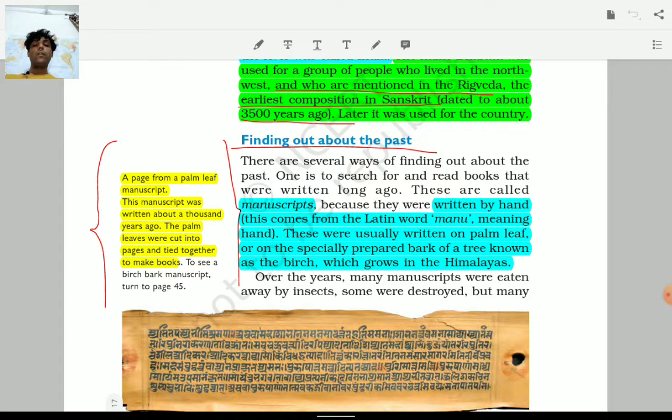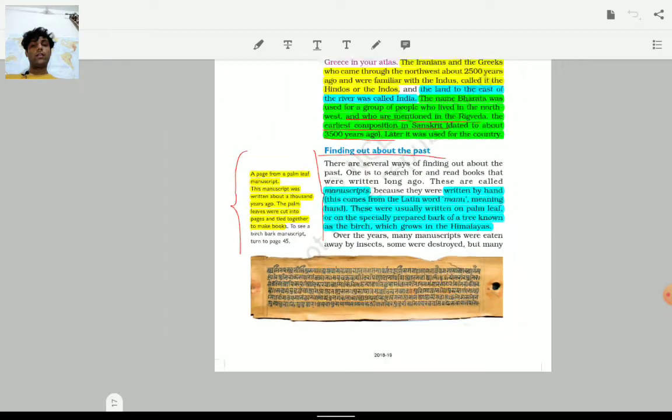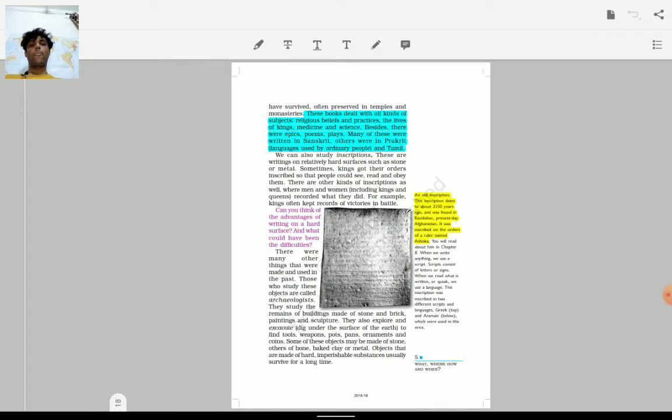These were usually written on palm leaf or on the specially prepared bark of a tree known as birch, which grows in the Himalayas. So it is important to understand what is found where, and what plants or leaves were used as paper, to understand that era, how all these things were developing and how it connects the dots.